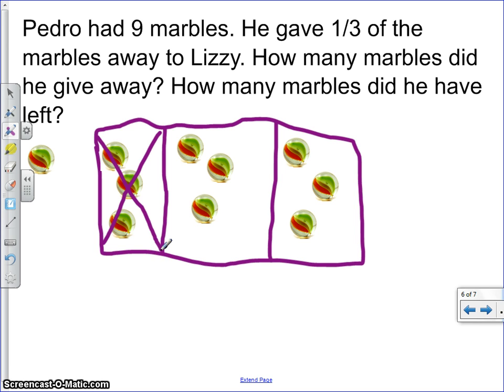Okay? So how many marbles did he have left? Well, he had 2/3 left, or he had 6 marbles left. Okay? Here are the 2/3. This is 1/3 of the marbles. This is the other third. This is 1/3. And this is 1/3 of the marbles broken up into 3 equal groups. Okay? So if he gives this group away, this is the 2 he has left, and you can just count them. 1, 2, 3, 4, 5, 6. So how many marbles does he have left? He has 6 marbles left.